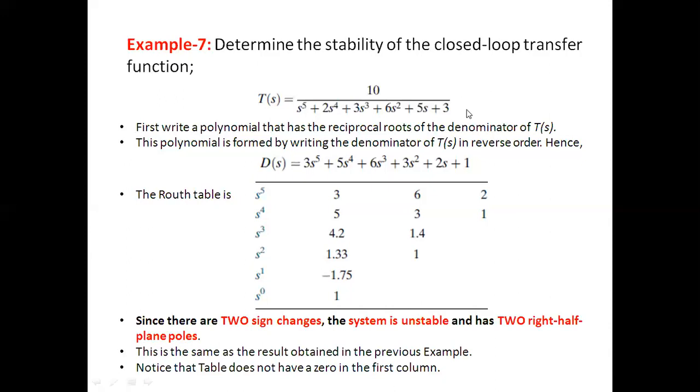We make our computation very easy by taking the reciprocal roots of the denominator, which means only the coefficients have to change. We start from the right-hand side, and this equation becomes 3s to the power 5, 5s to the power 4, 6s cube, 3s square, 2s plus 1. Then I just put it in the Routh table, and we can easily avoid the concept of epsilon and the zero in the first column and make our computation very easy.